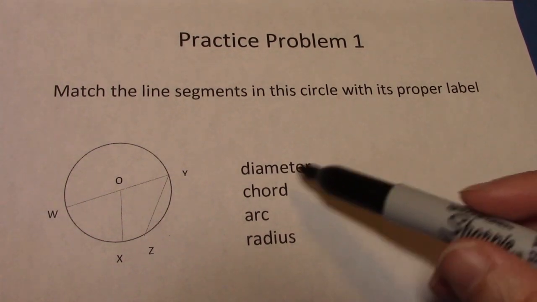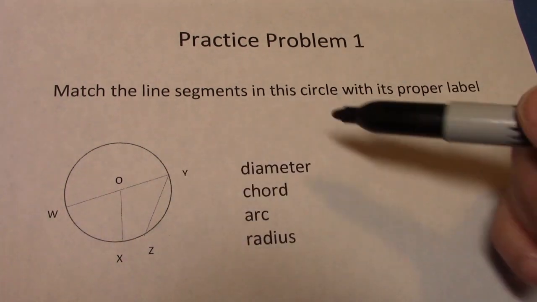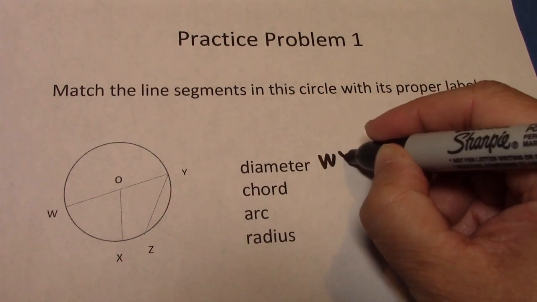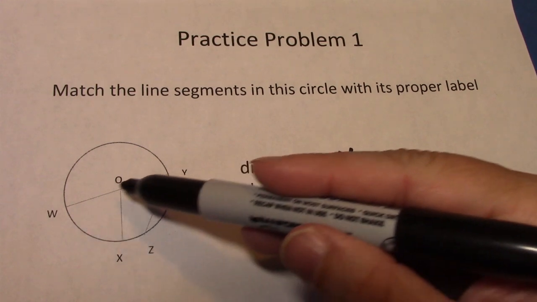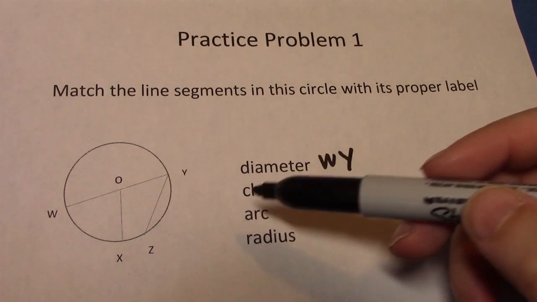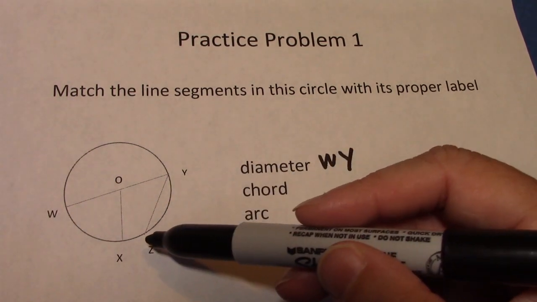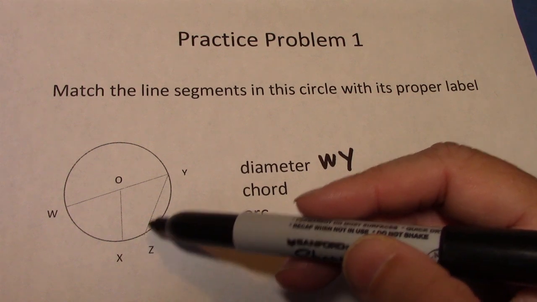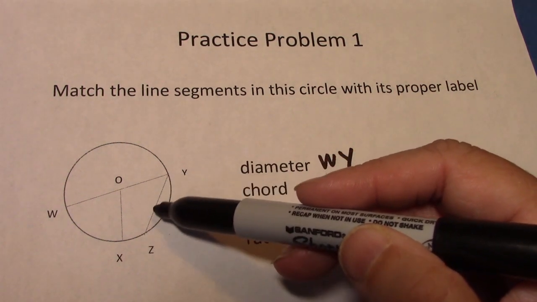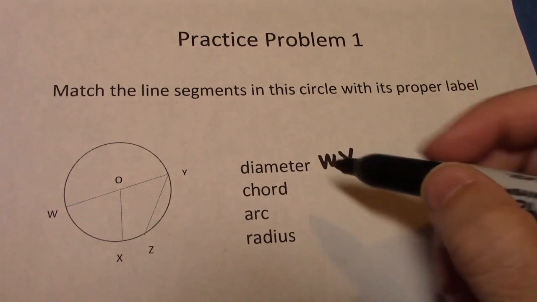So a diameter of this circle is WY. It's a line and it goes through the center. WY is also a chord, but it's a special chord. Here's a chord that is just a plain old chord, YZ.